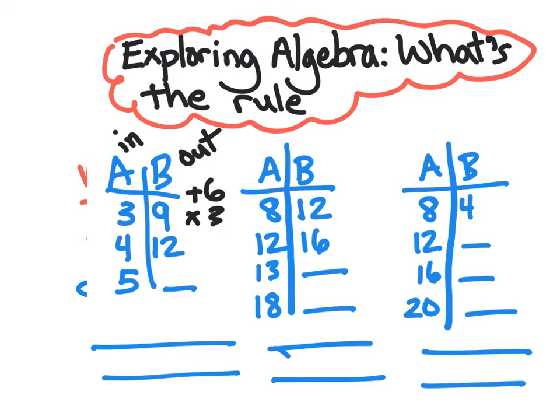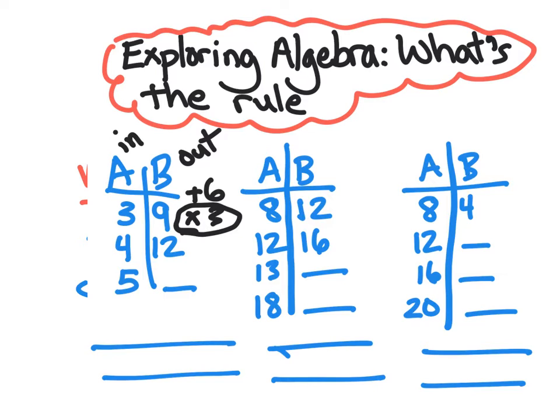Now, one of those works for the entire table. So let's try plugging them in and determining which of those it would be. So we already know that it could be add 6 or multiply by 3. So when we go to the second pair of numbers and we see 4 and 12, if I put in 4 and I add 6, do I get 12? Of course not. I would get 10. So we already know that the rule has to be to multiply by 3.